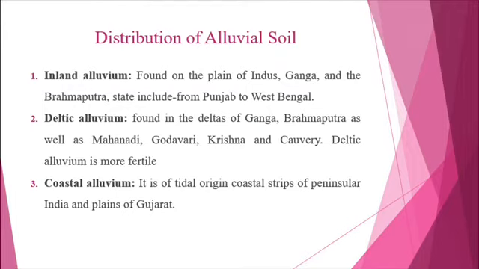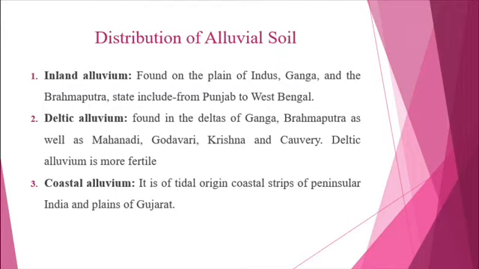Next is deltic alluvium, that is found in the deltas of Ganga and Brahmaputra, Mahanadi, Godavari, Krishna and Kaveri deltas. So that is the reason it is known as deltic alluvium. Number 3 is coastal alluvium, found in the coastal areas of India. These soils are of tidal origin and found in the strips of Peninsular India and plains of Gujarat.